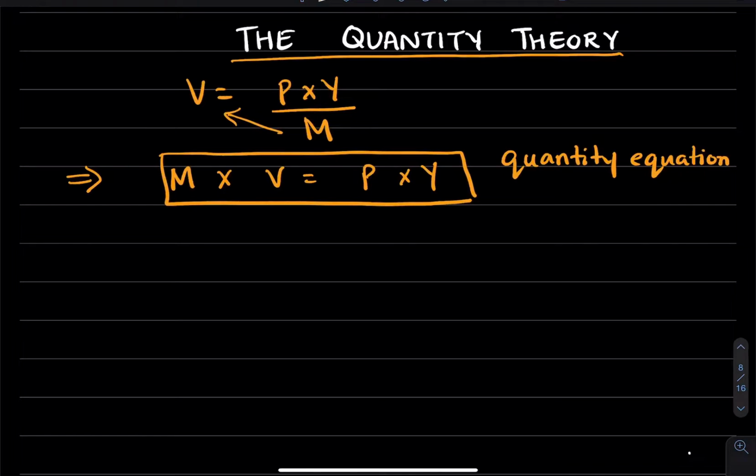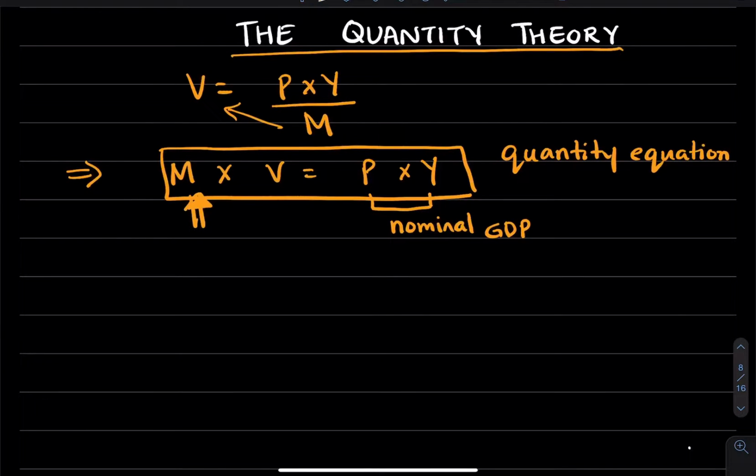This is because it relates the quantity of money to the nominal value of output. This is your nominal GDP or nominal output, P times Y.